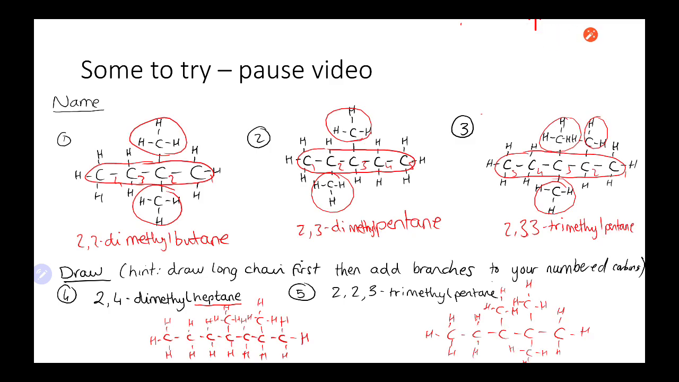Right, okay guys, so here's all of your answers for the ones that you've tried. So we've got 2,2-dimethylbutane, 2,3-dimethylpentane, 2,3,3-trimethylpentane, and then the 2 are drawn at the bottom for you. Okay, so if you want to just check that you got those right, well done if you got them all right, and you can let me know if you got them right as well, because I will be asking you just to see how you've got on with this.